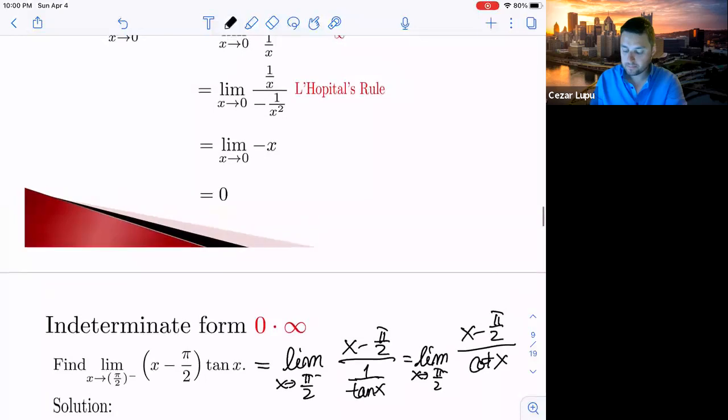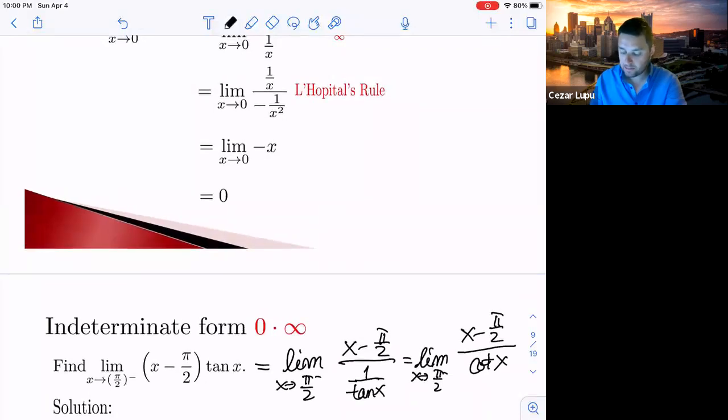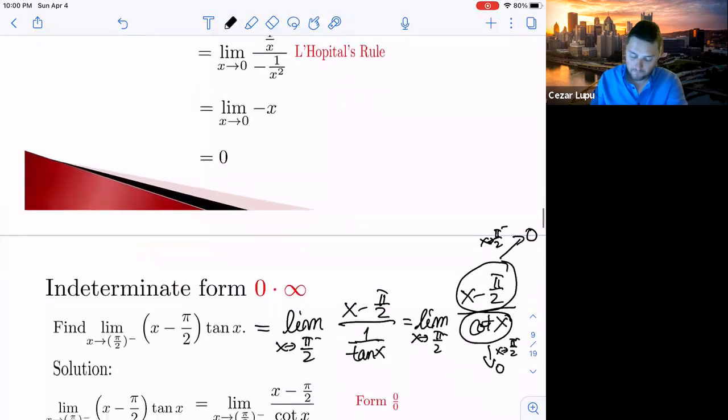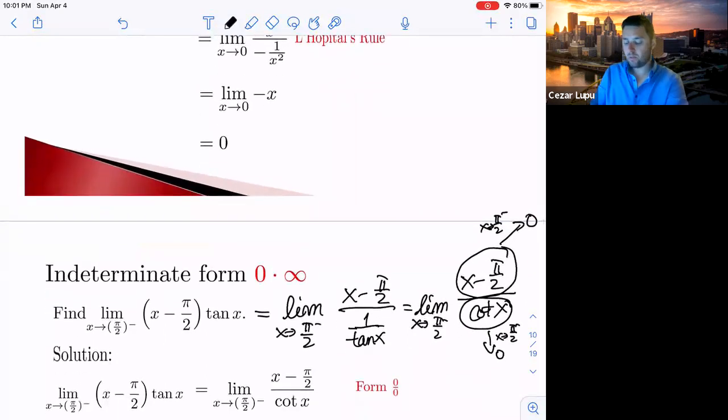All right, great. So at this point, if we plug it in, this will approach 0 as x approaches pi over 2 from the left, and this guy will approach 0 as x approaches pi over 2. And we deal with the indeterminate form 0 over 0. So we have rewritten the indeterminate form 0 times infinity as 0 over 0, right? So that's what we did. All right, great.